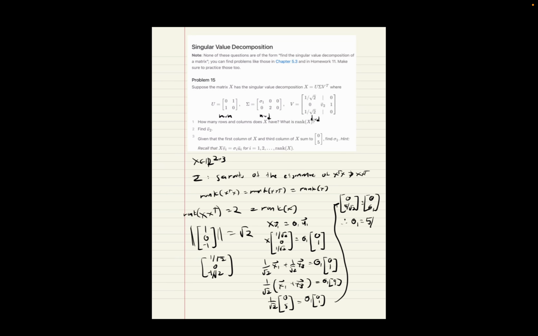And that's the solution to problem 15. Hope this helps.